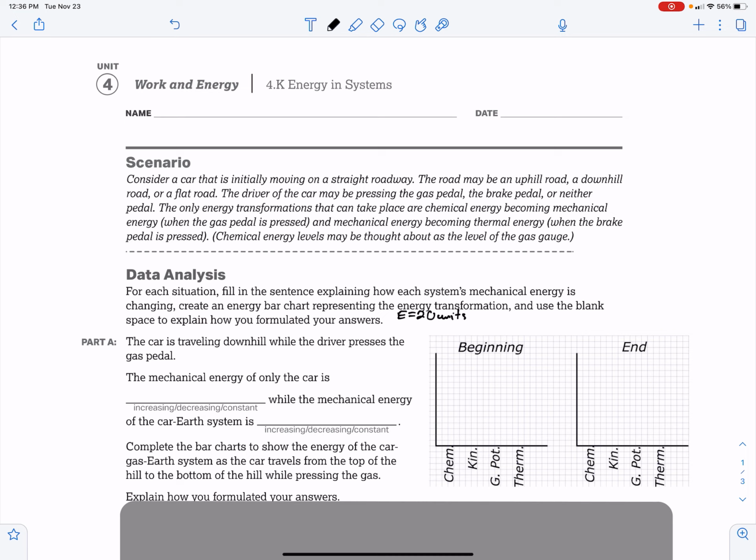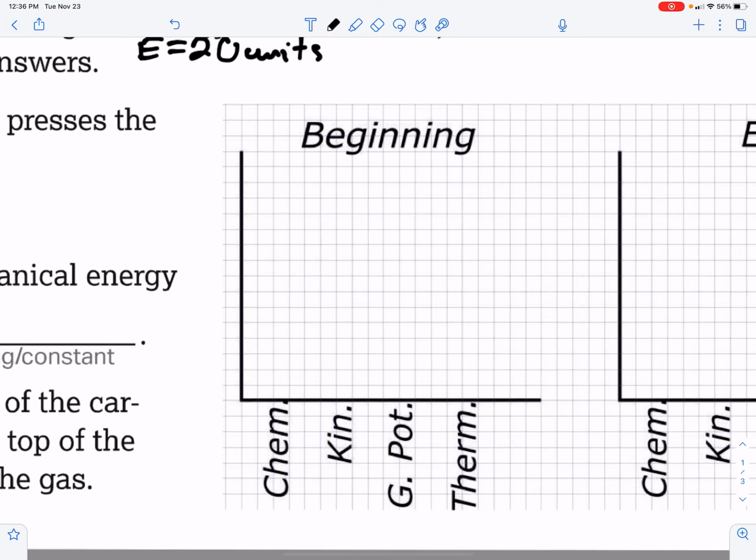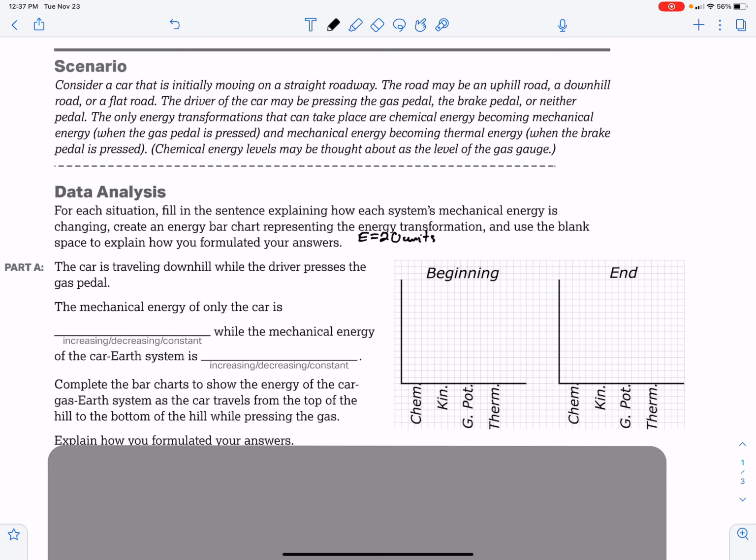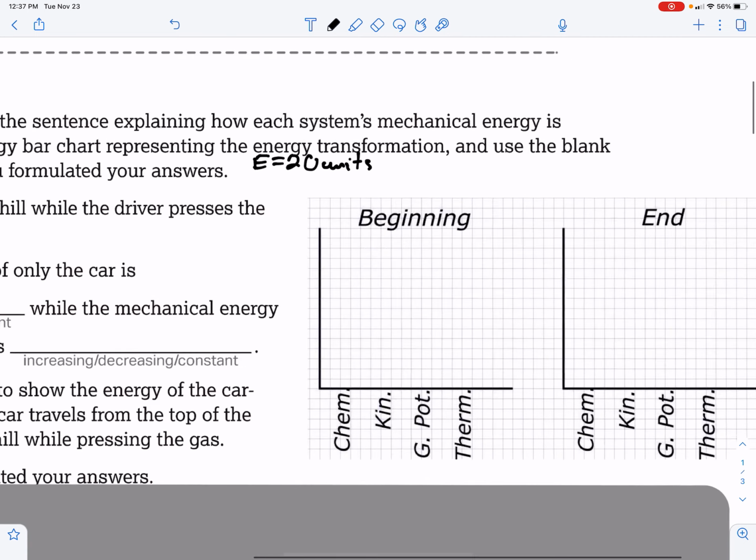Now, do keep in mind, total energy is conserved. Although mechanical energy may be lost every once in a while to thermal energy, that is still part of total energy. So I'm working with a total of 20 units so you can see how the bar charts balance out. Well, I'm starting at the top of a big hill, going downhill, and pressing the gas pedal. If you're going downhill, you're starting with gravitational potential energy.